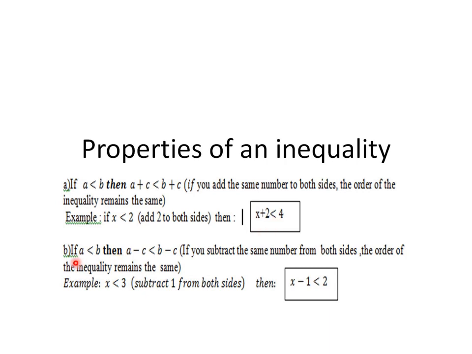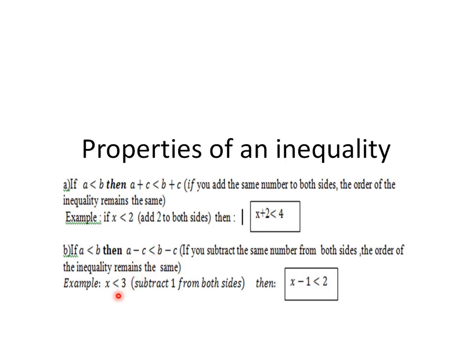In the second property, if A smaller than B, then in the same way, if you subtract the same number C from both sides of the inequality, from the left and the right-hand side, also the symbol of the inequality remains the same. Then A minus C is less than B minus C.